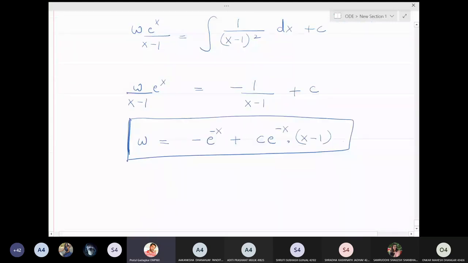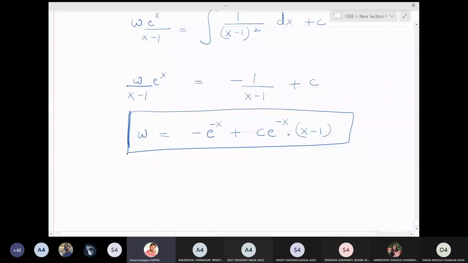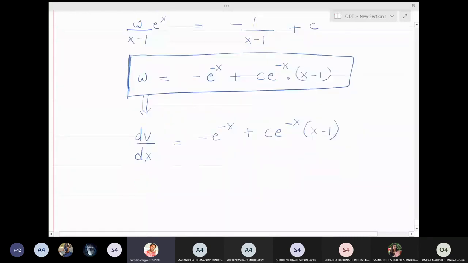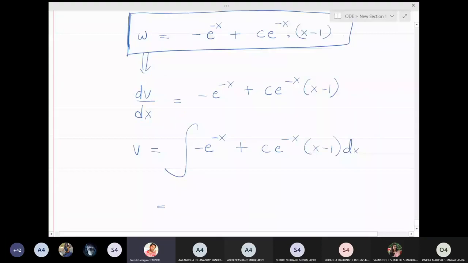This is a simple linear differential equation I've solved. But who is w? W was dv by dx, which is equal to minus e raised to minus x plus c e raised to minus x into x minus 1. And therefore, what is v equal to? V is equal to the integration of this particular thing: e power minus x, which gives e power minus x upon minus 1, that is plus, and that constant times integration of e raised to minus x into x minus 1 dx plus another constant, which I'm calling c dash.